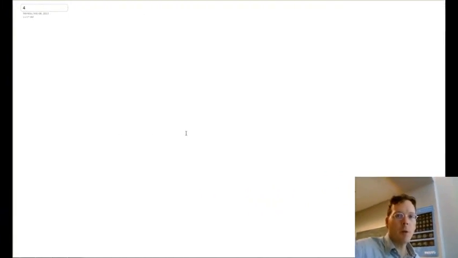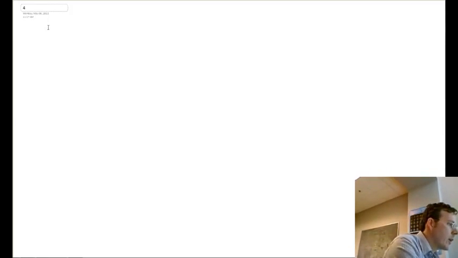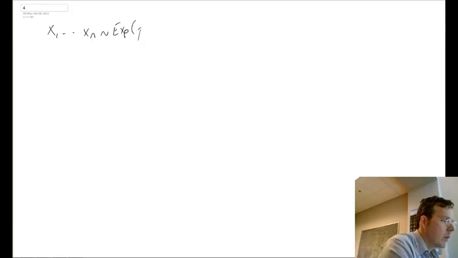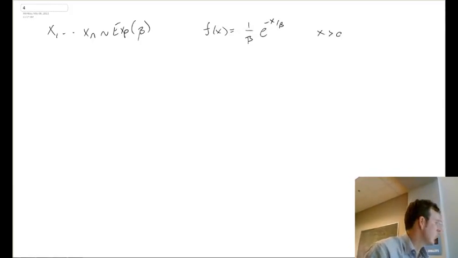Okay, so the next problem deals with a similar sort of thing as the last one, maximum likelihood, only this time it's the exponential density. So here we have x1 up to xn are exponential beta, which means, in this case, that the associated density f of x for all the observations is 1 over beta e to the negative x over beta for x greater than 0. And you can verify to yourself that this is a proper density. And the question is, what's the MLE for beta?